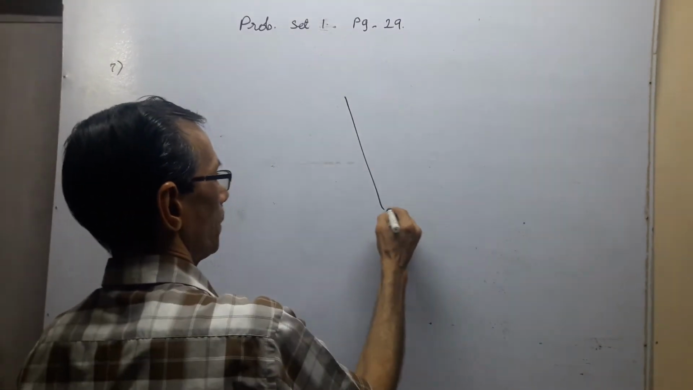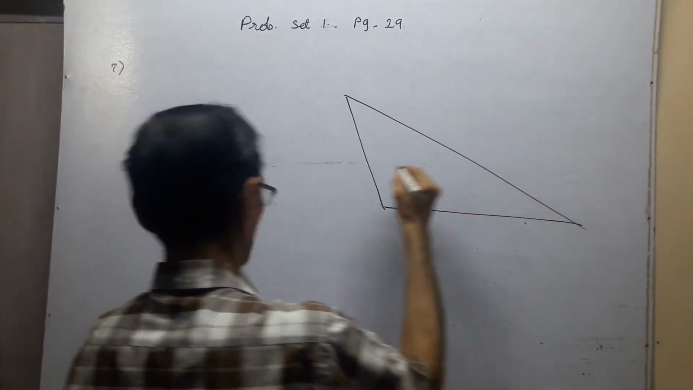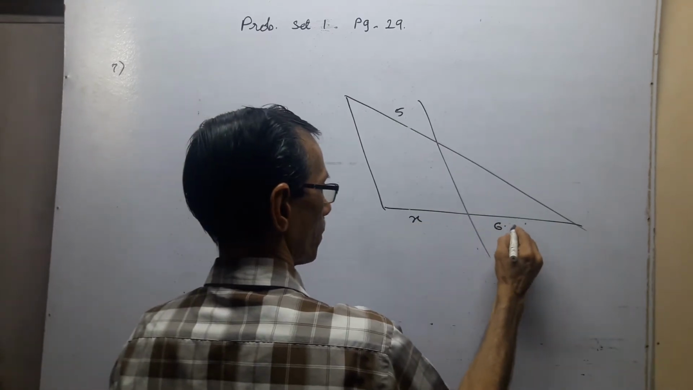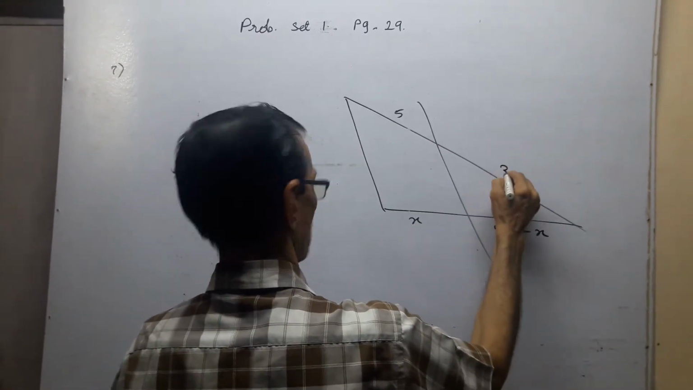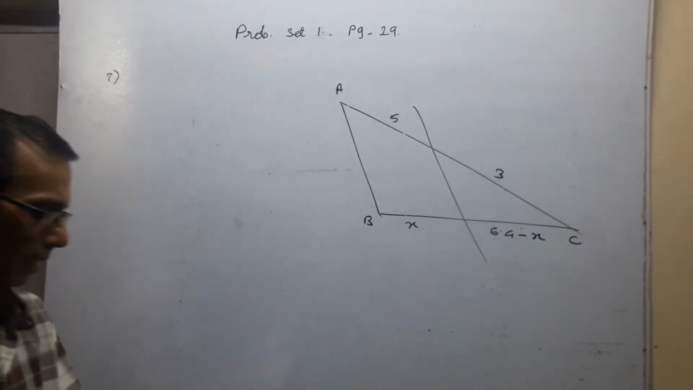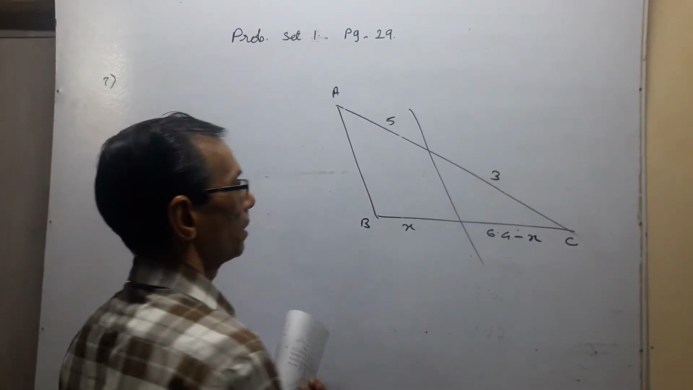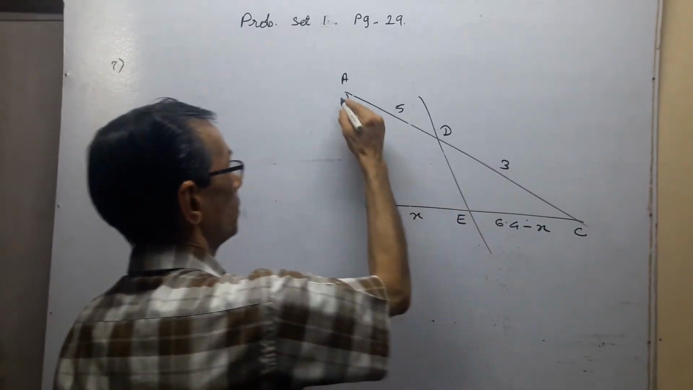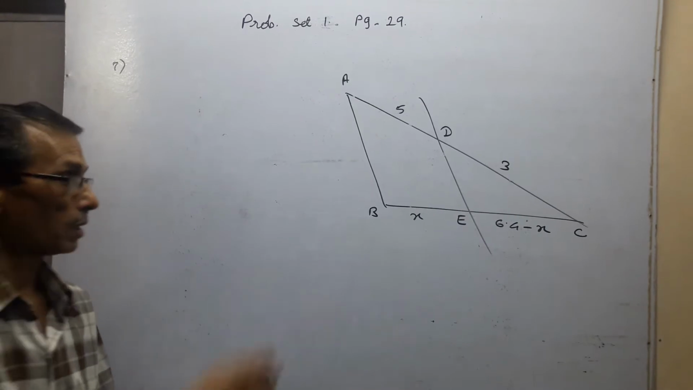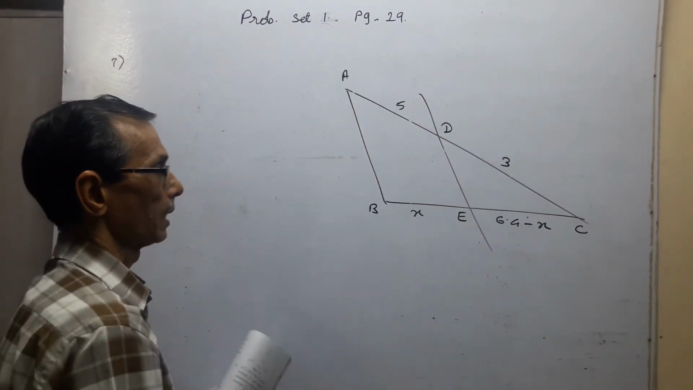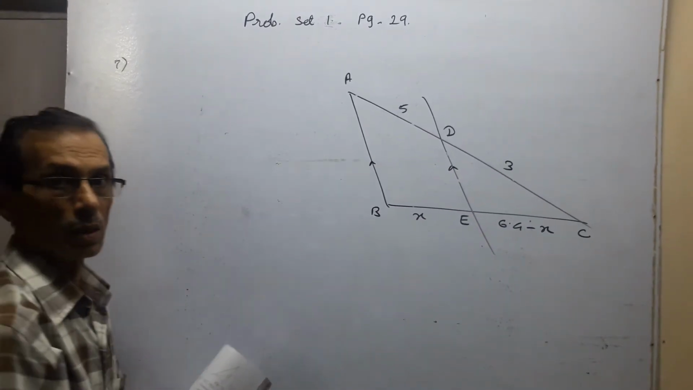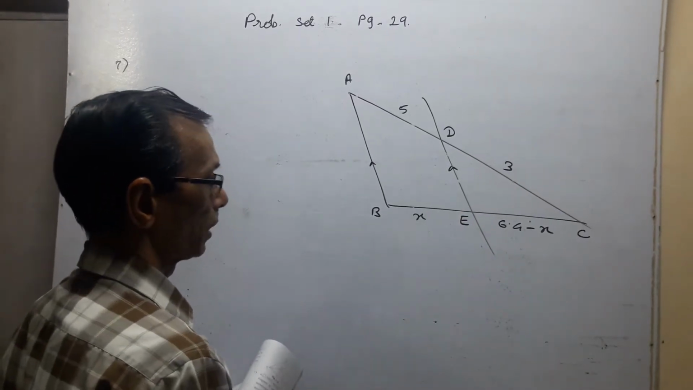Diagram is given. Here in triangle ABC, DE is parallel to AB. Now, we know that if a line is parallel to one of the sides of a triangle, then it divides the other two sides in the same ratio. And therefore we can apply the BPT theorem, and we have to find the value of x here.